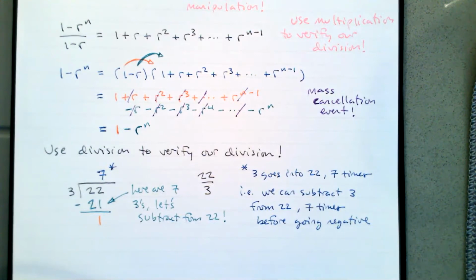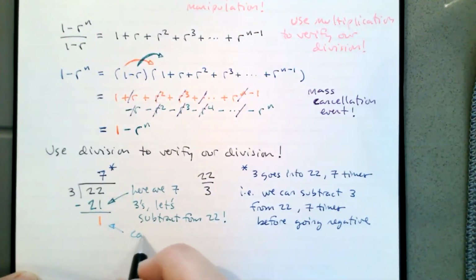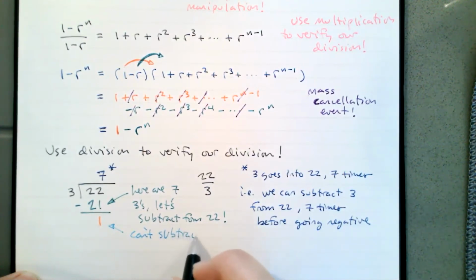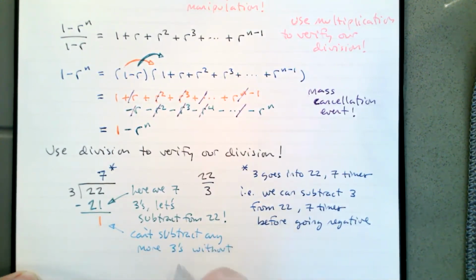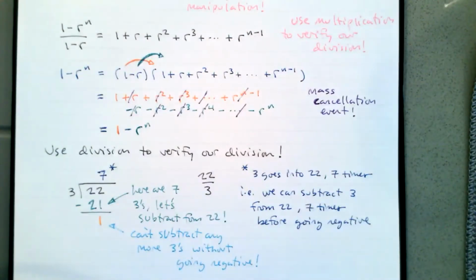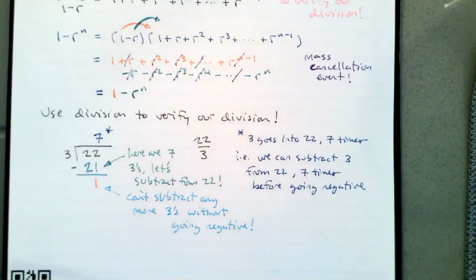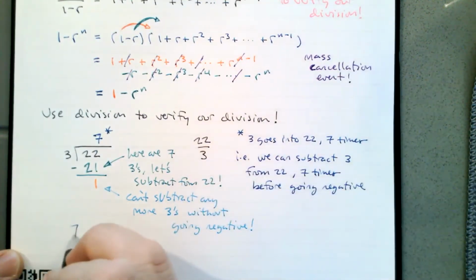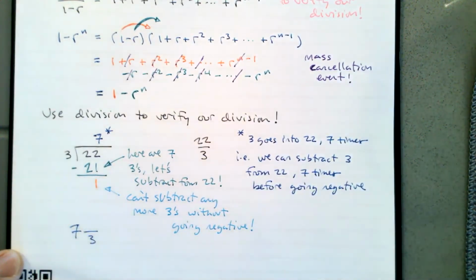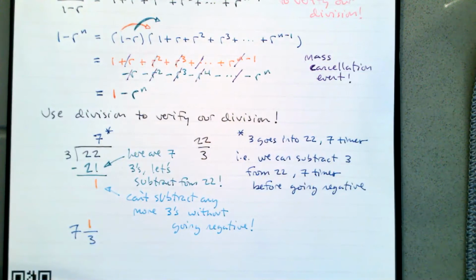And then the process stops. We can't subtract any more threes from one without going negative. We stop and say the remainder is 1 because we can't subtract any more 3s without going negative. And so our fraction is going to be 7 and 1/3. 22 over 3 is 7 and 1/3.